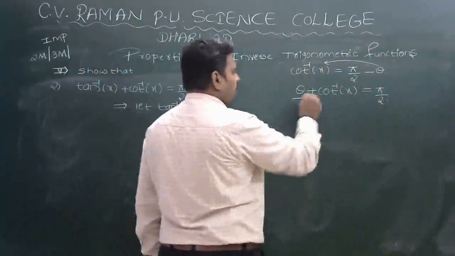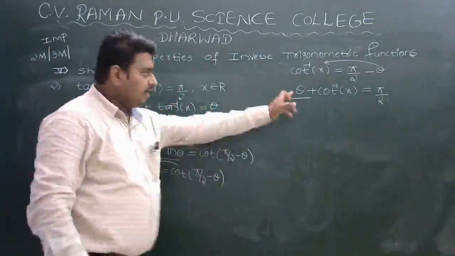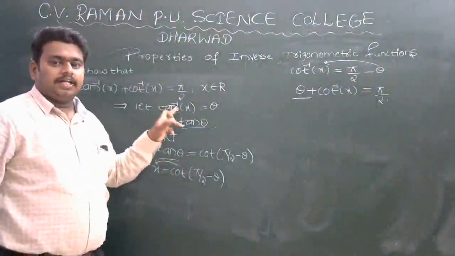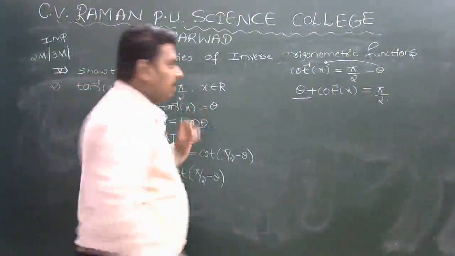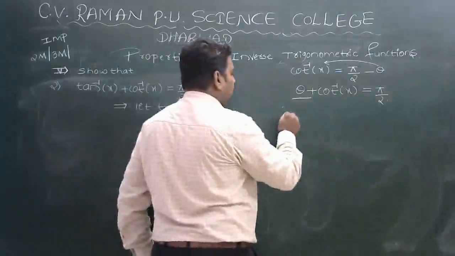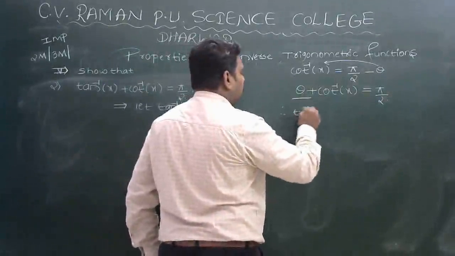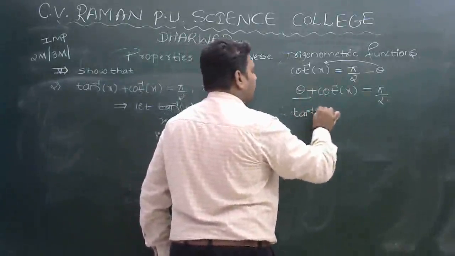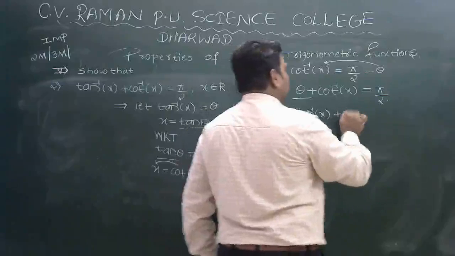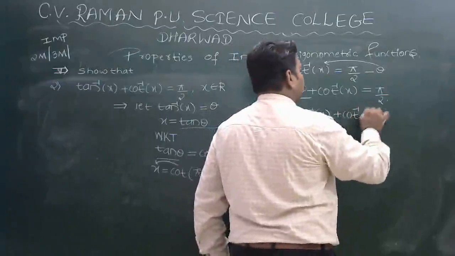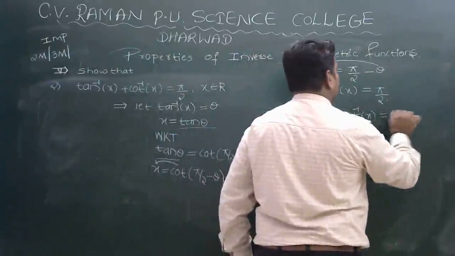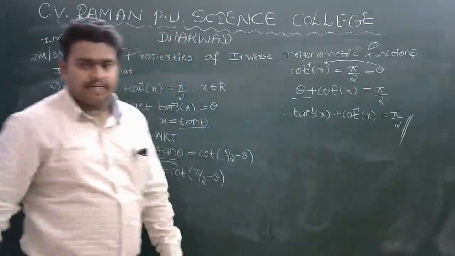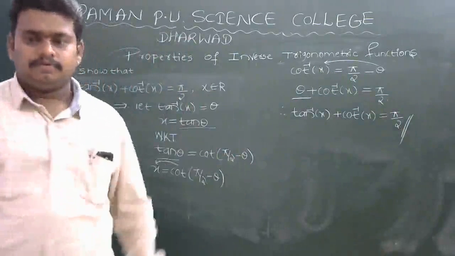So what is the value of theta? Just see here what you have written. Theta is our tan inverse of x. So therefore, I am going to write theta as tan inverse of x plus cot inverse of x equals pi by 2. This is the proof what we need to prove. Okay, done.